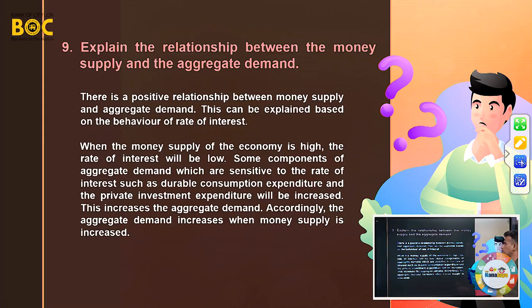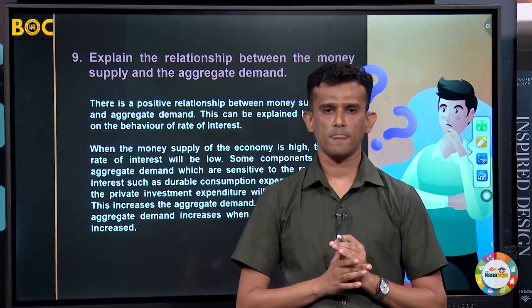Next question. Explain the relationship between the money supply and the aggregate demand. So, what do we mean by money supply? The money supply refers to the stock of money held by the general public of a country as at a given point of time. So when we say money supply, not only the currencies are taken into consideration when identifying the money supply, but money supply has two major components in general.